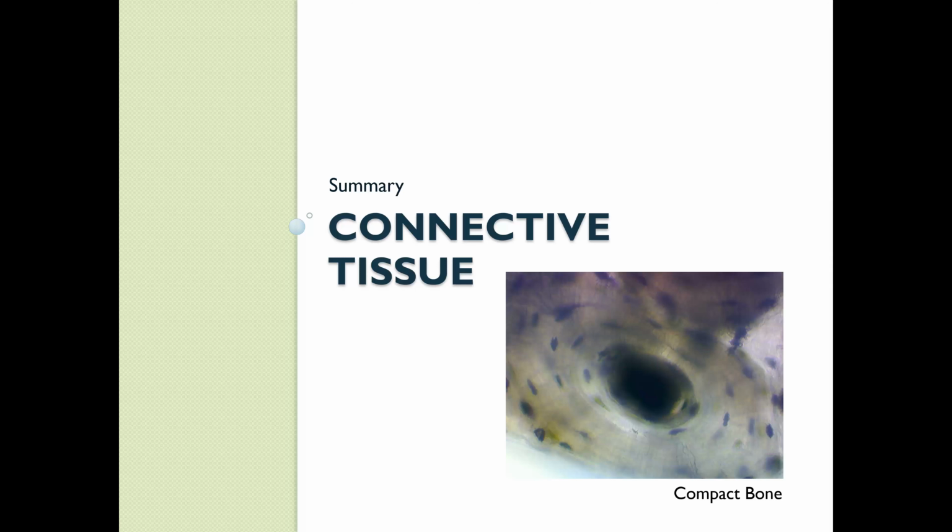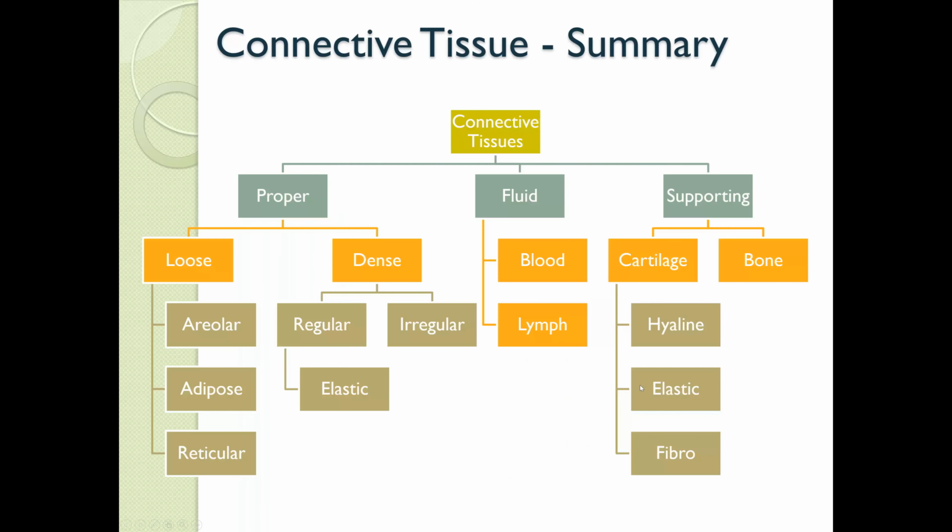And this section will be a quick little summary of the different types of connective tissue. And this is a slide image of compact bone where you can see the nice osteon with its concentric rings, the little osteocytes in their lacunae, and the central canal with blood vessels in the middle. So, the different types of connective tissues. First, we divide them into connective tissue proper, fluid connective tissues, and supporting connective tissues.